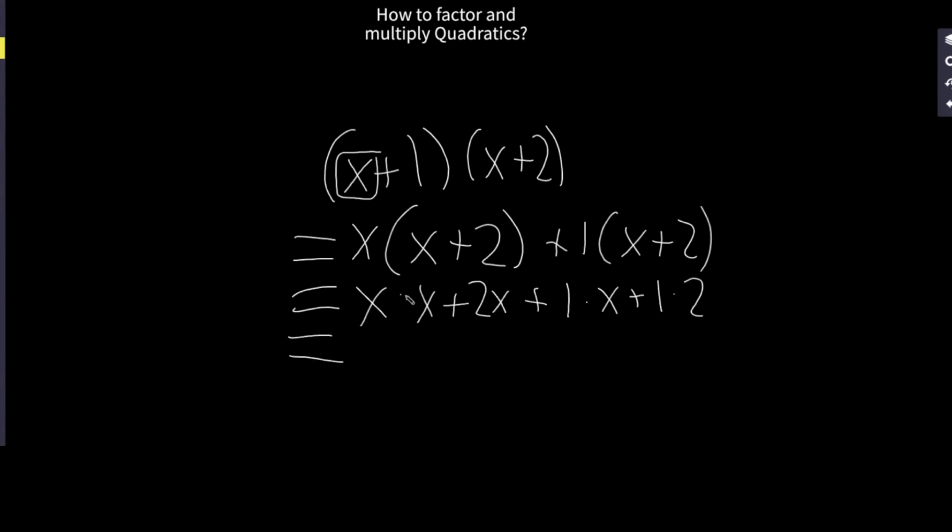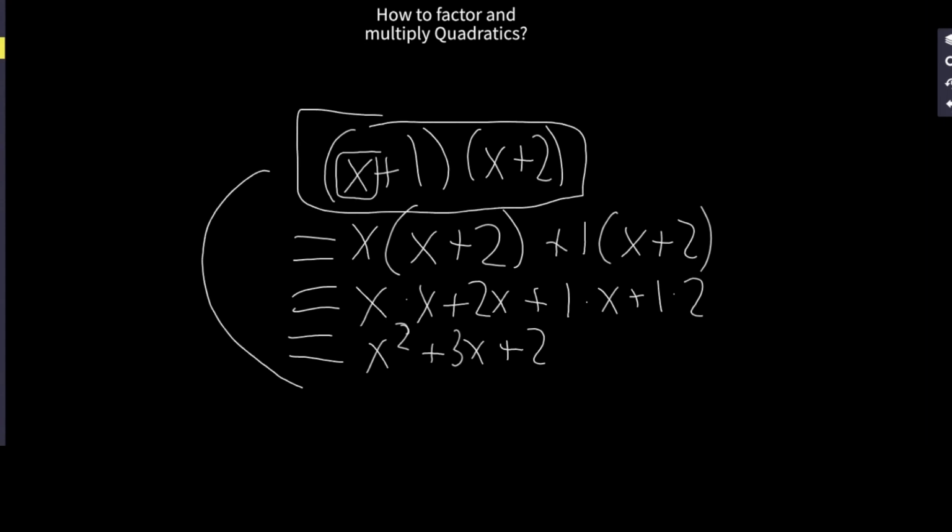Okay, and now we can write this as x times x is x squared, and 2x is 2x, but we're going to add a 1 times x, so it's 3x. So we're adding 2x, and then this is also going to be x. And then for the constant term, we just have 2. So what we're saying is that this multiplication turns into this polynomial.